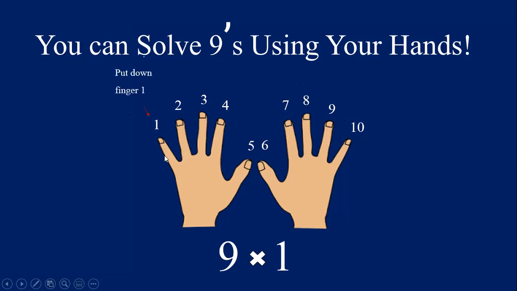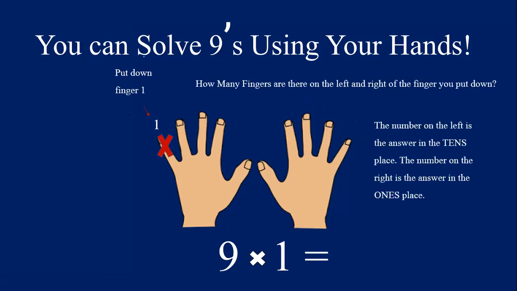So I'm going to put an X on it to show that this is my equation, 9 times 1. So I put down this first finger. The number of fingers up on the left is the answer in your tens place. And the number of fingers up on the right is the answer in your ones place.